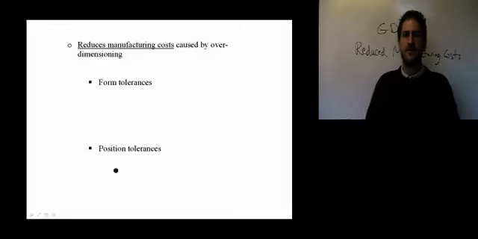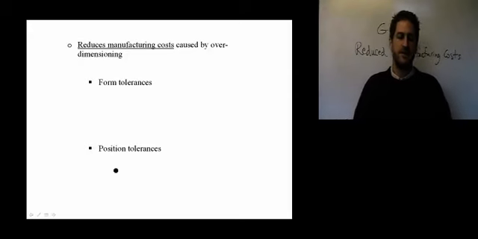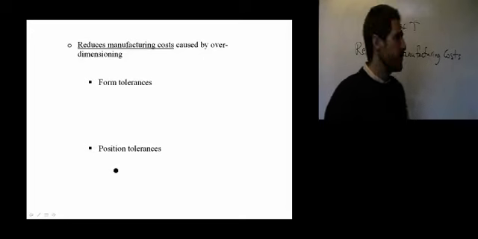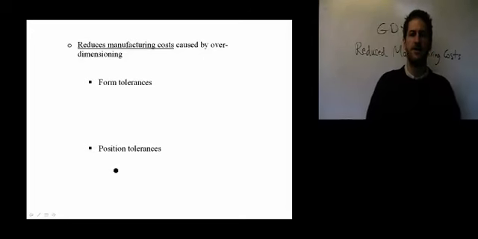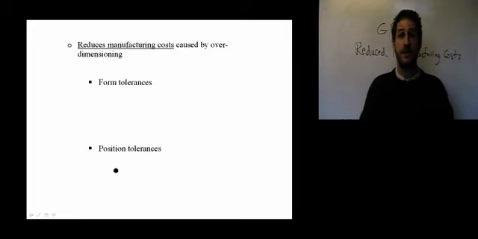Alright, this is the next phase of our GD&T series of video lectures. This one we're going to talk about reducing manufacturing costs. It's kind of ironic when manufacturing people, especially if they don't understand GD&T, see a drawing with a bunch of GD&T symbols on it, they get nervous.